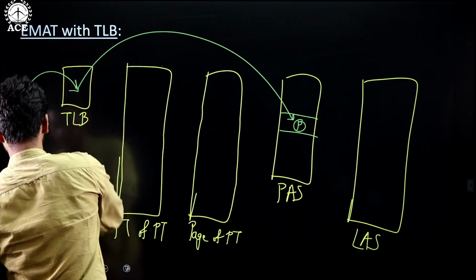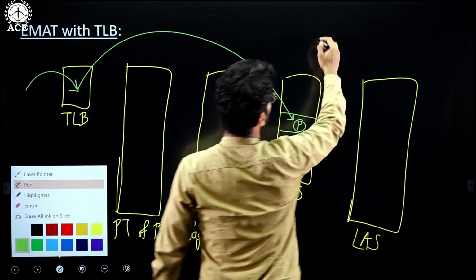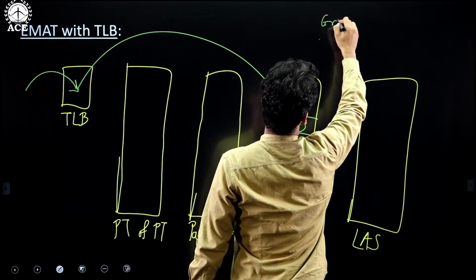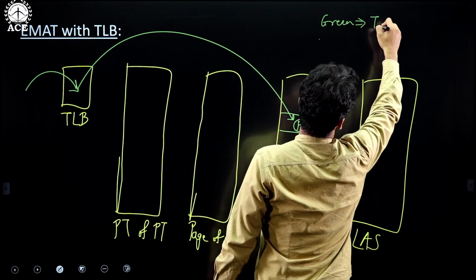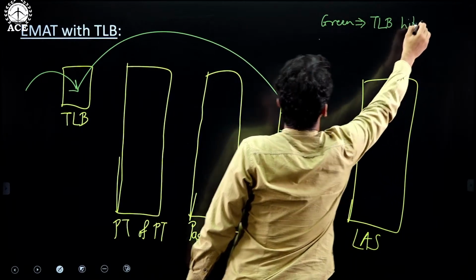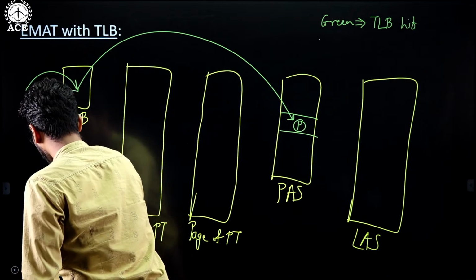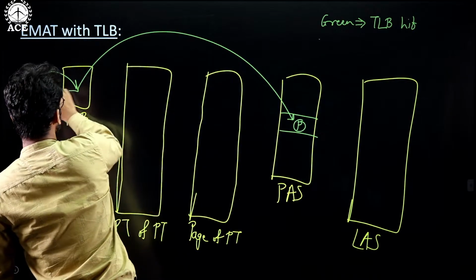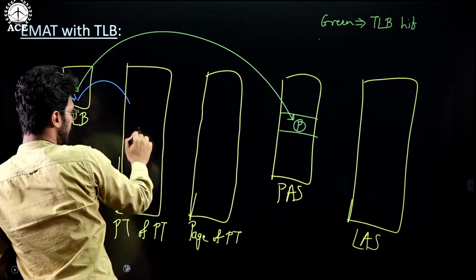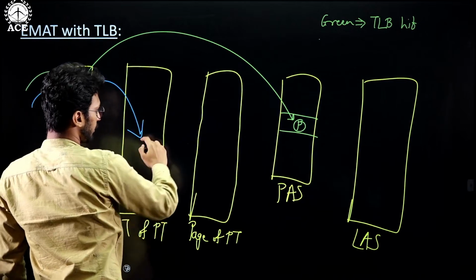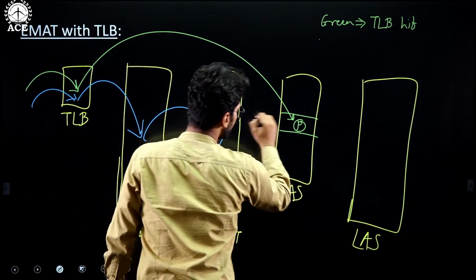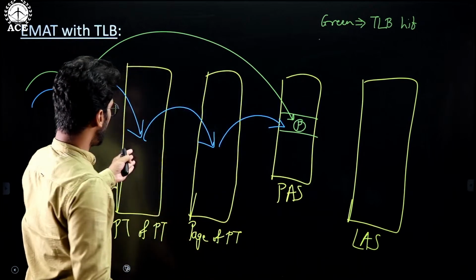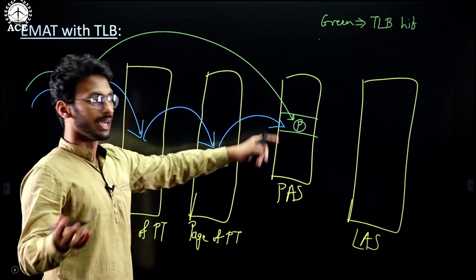Green color is for TLB hit. Let's take blue for the next color. If there is a miss in the TLB, what will happen? You will go to the page table of the page table, then the page of the page table, and then the actual page. That is M plus M plus M, 3M. I hope you got it.